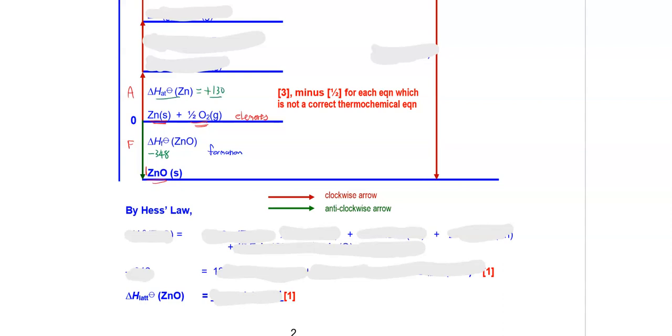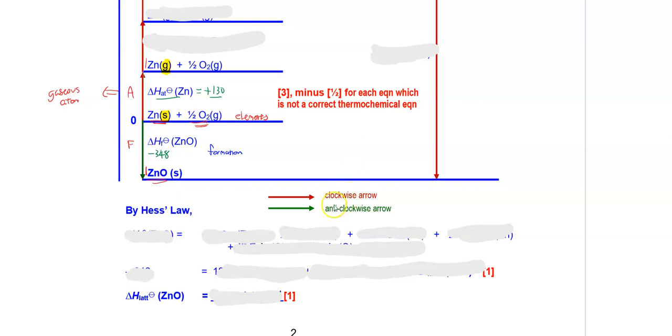Okay, so in this case, what happens? Your zinc solid now becomes your zinc gas. So the whole process of atomization is to form gaseous atoms. Alright, atomization is always to form gaseous atoms. Okay, so 1 mole of zinc gaseous atom formed.